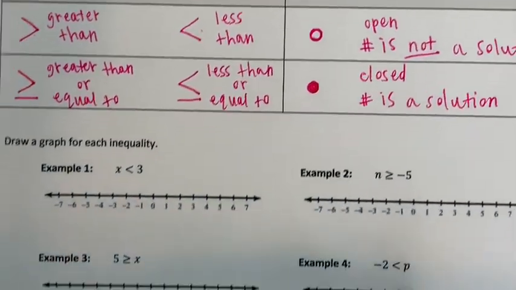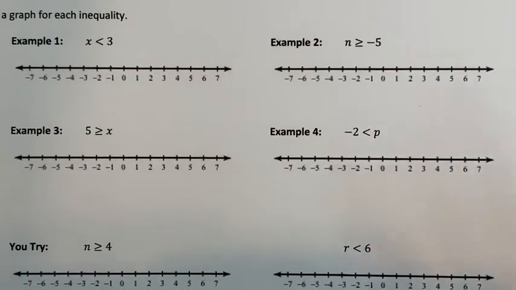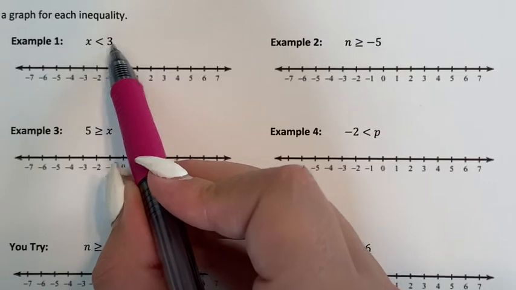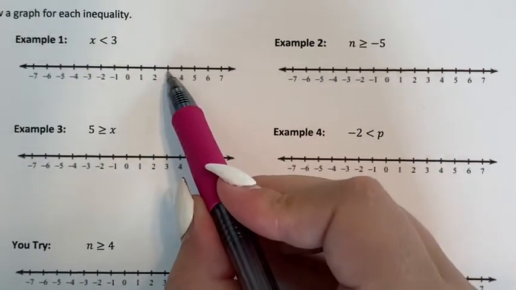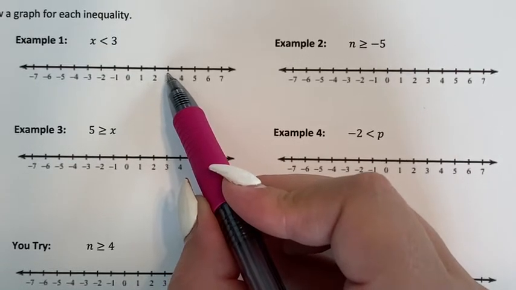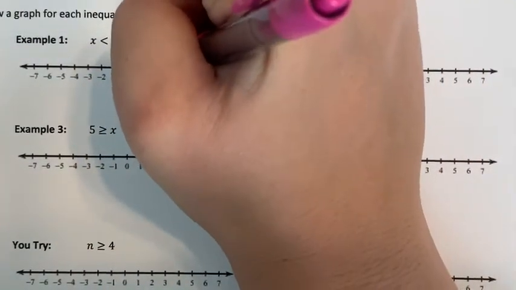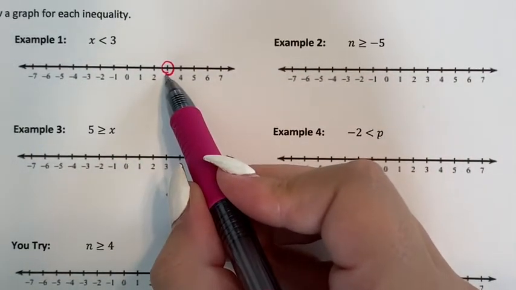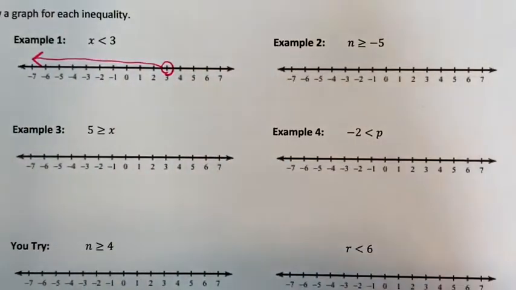It says to draw a graph for each inequality. For example 1, we read from left to right, and you always read from the variable. X is less than 3. The first thing you need to do is find 3 on your number line. Now you need to decide, is it an open circle or a closed circle? Because we have no or equal to line under it, it's going to be an open circle at 3. And it's x is less than, so anything less than 3 is a solution.